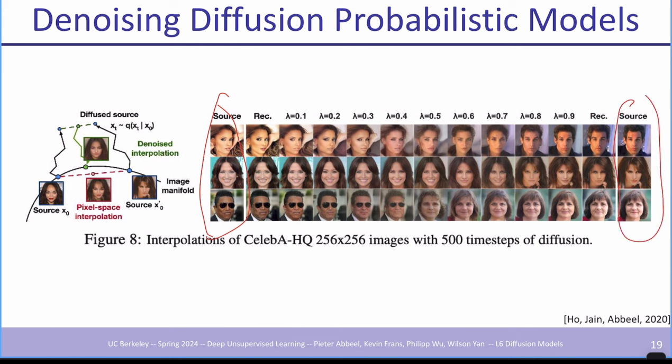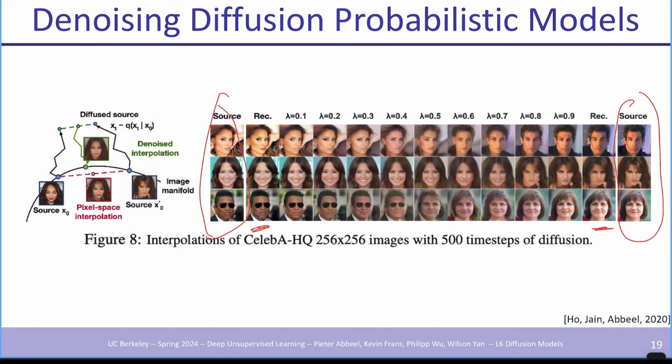these are the source images. Then next to it, the reconstructions. The reconstructions give you a sense of, I go fully into noise and come back. How good is my diffusion model at recovering the original? It's actually pretty good. It also gives you an upper bound on how good the interpolations could possibly be, because other information is lost about the original image.